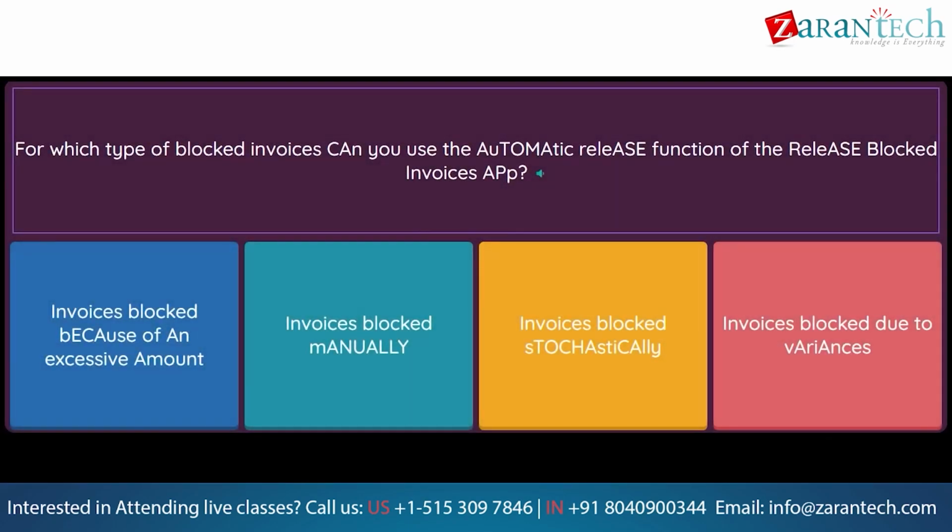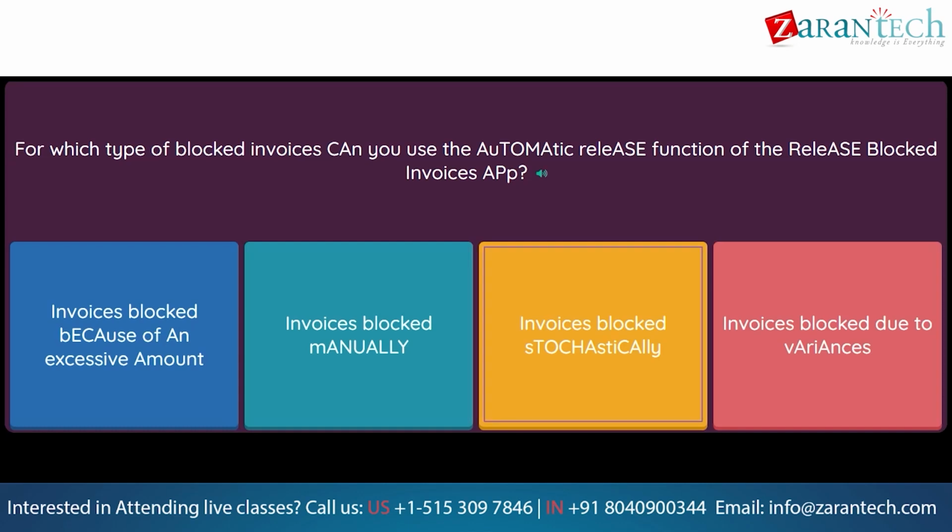Question: For which type of blocked invoices can you use the automatic release function of the Release Blocked Invoices app? Option 1: Invoices blocked because of an excessive amount. Option 2: Invoices blocked manually. Option 3: Invoices blocked stochastically. Option 4: Invoices blocked due to variances.